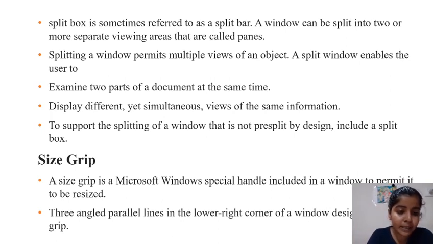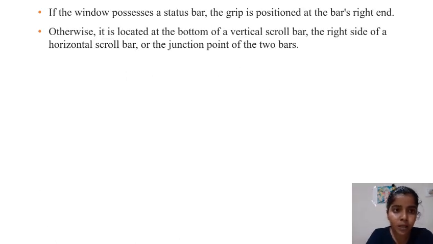Next one is size grip. The size grip in Microsoft Windows is a special handle included in the window that permits it to be resized. The triangular parallel lines at the lower right corner of the window are designed for the grip. So in this, if the window possesses a status bar, the grip is positioned at the bar's right end, otherwise it is located at the bottom of the vertical scroll bar and the right side of the horizontal scroll bar or the junction point of the two bars.